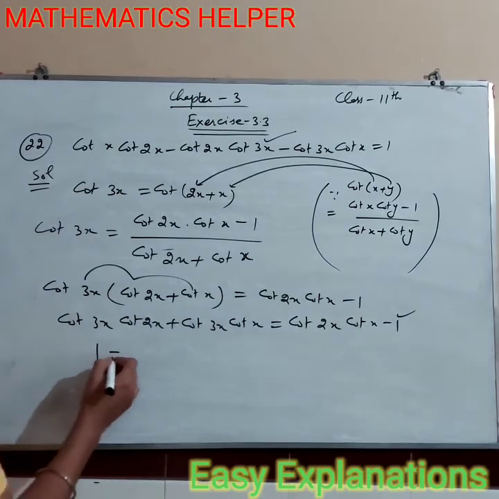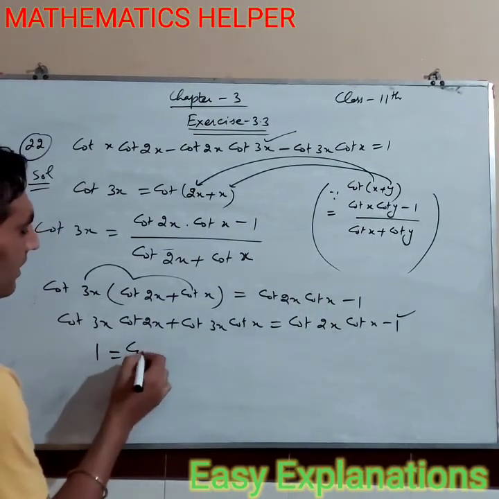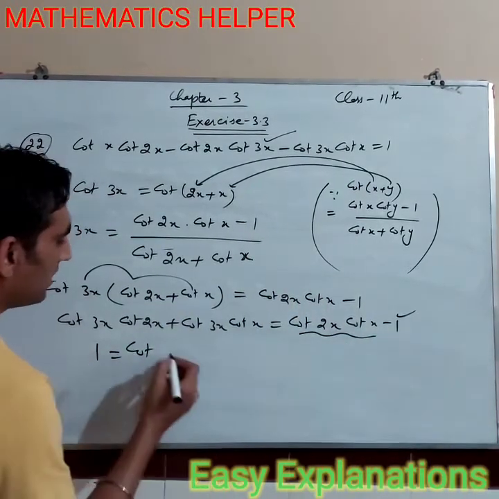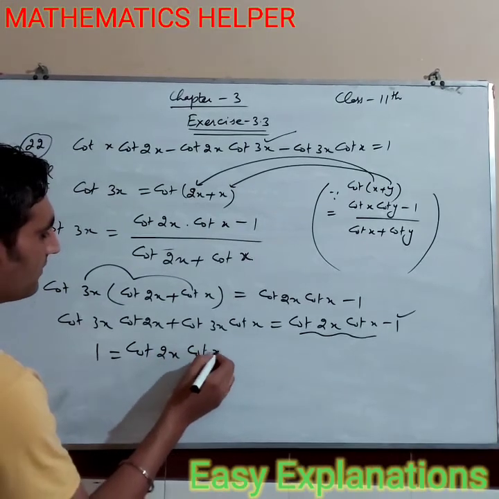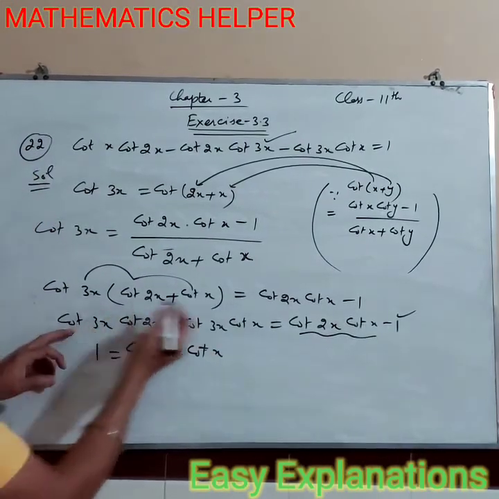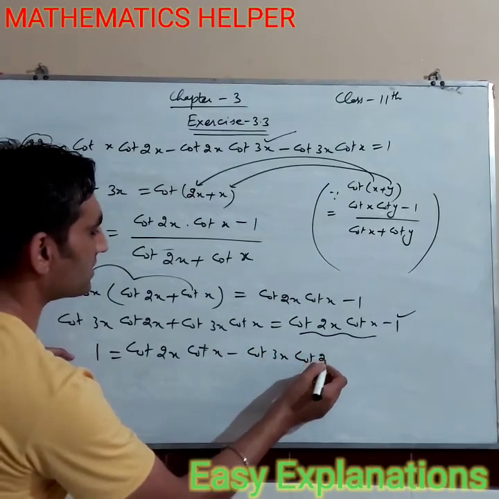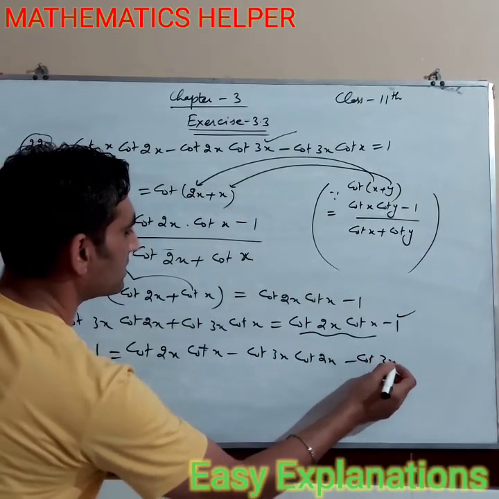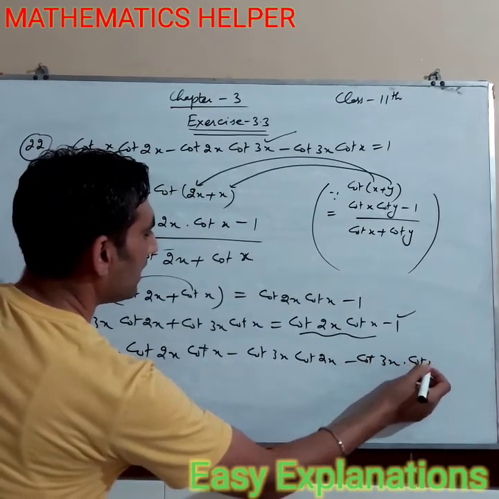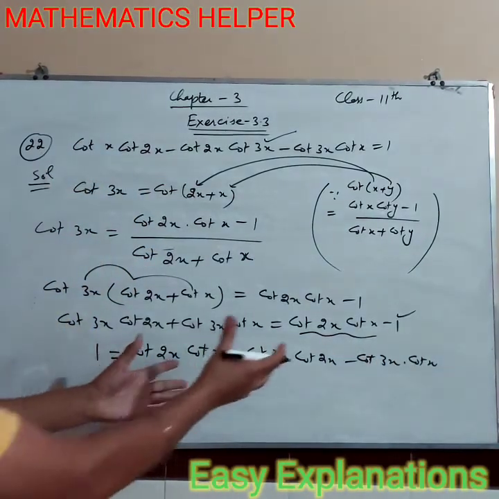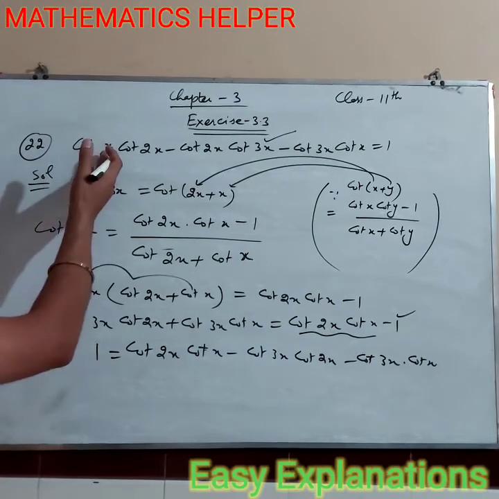So this can be written as 1 on the left side with positive sign. On the right side this value as it is, cot 2x cot x. And they both will be negative when you shift to the right side: minus cot 3x cot 2x minus cot 3x and cot x. Now rewrite this. This whole we will mark on the left side in this order.